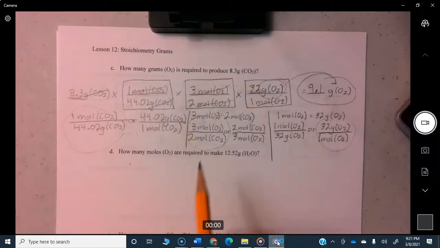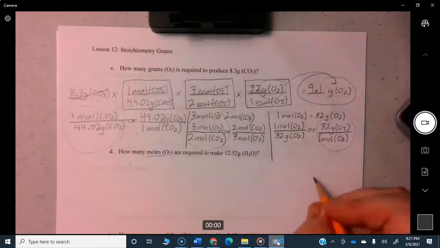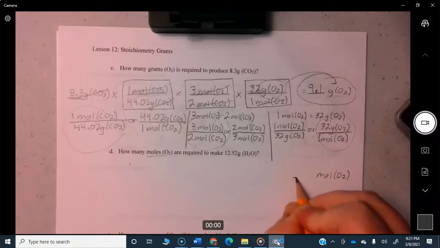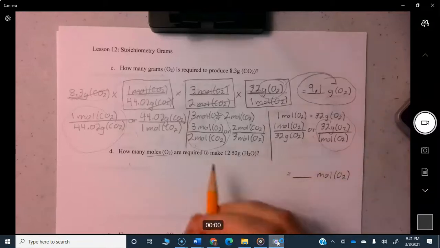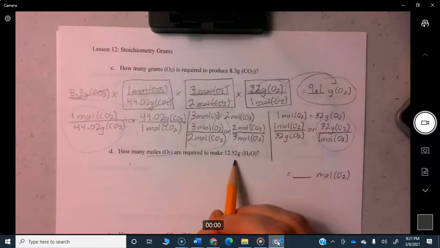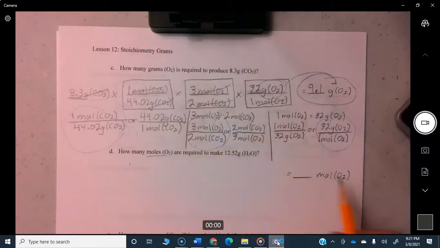Let's move on to D. How many moles of O2? So real quickly, I'm just going to write over here real quickly, moles O2, because it's asking how many, so that's what I'm trying to find. Are required to make 12.52 grams of H2O.